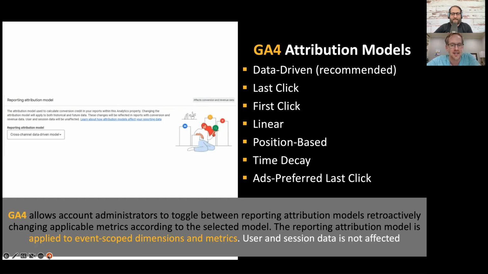All right. And important, like this last thing here, right? User and session data not affected. Like the cool thing is it's keeping all this data. Now, just how you look at it, very easy.